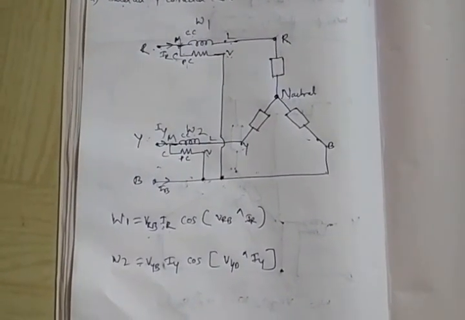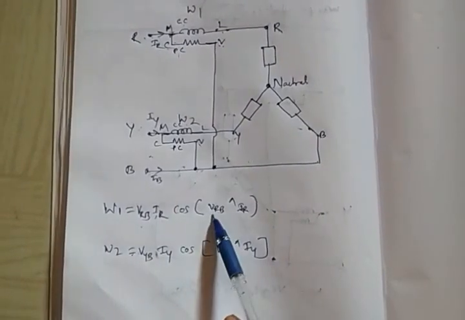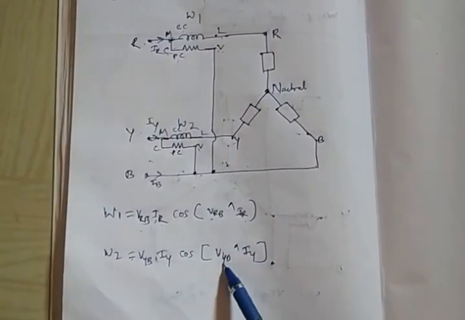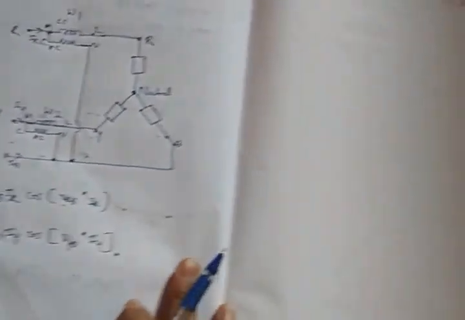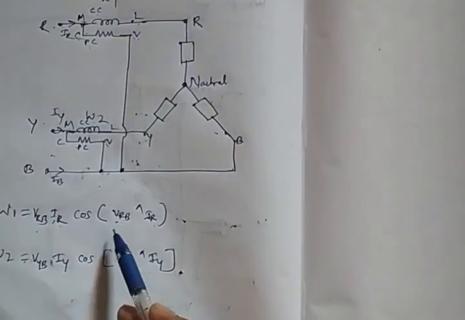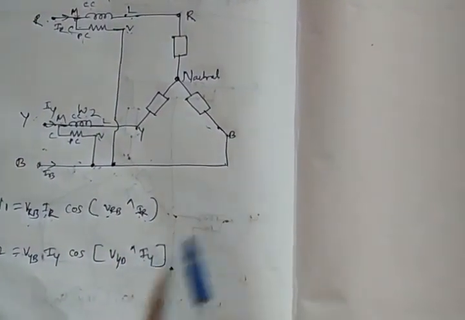So the whole derivation is: what is the phase angle between VRB and IR? What is the phase angle between VYB and IY? That's it. So let us draw the phasor diagram, the vector diagram, to get the values of VRB and IR, VYB and IY.